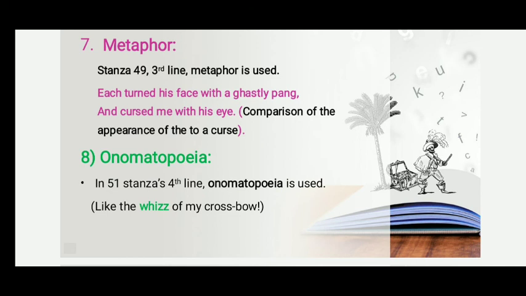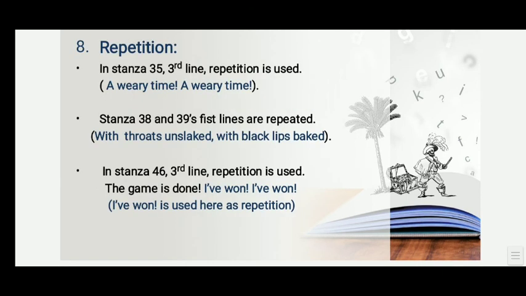The eighth literary device in the third part of this poem is onomatopoeia, already discussed in the first part. Here is only its use. In stanza 51, fourth line, onomatopoeia is used as "like the whiz of my crossbow." The ninth literary device in the third part of this poem is repetition. I already discussed what is repetition. Here is only its use.